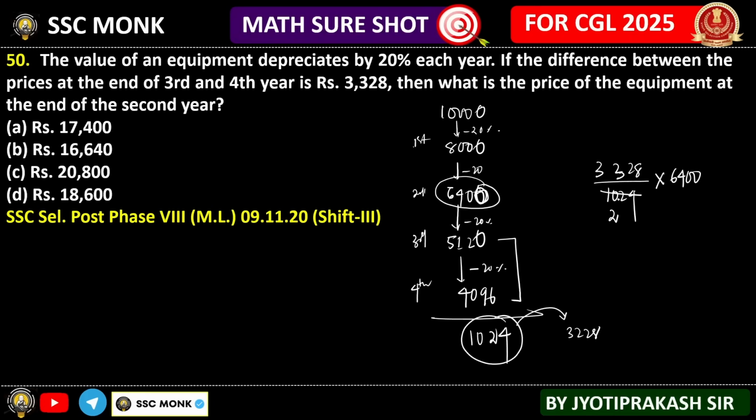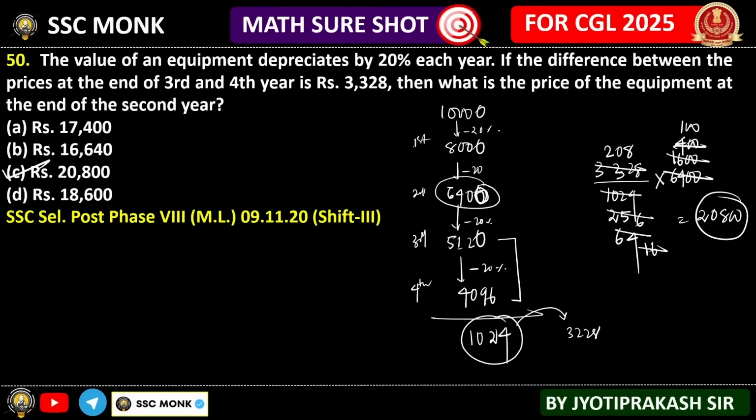4 twos are 8, 4 fives are 20, 4 sixes are 24. 16 fours are 64, so 6400. 16 twos are 32, 16 eights are 128. So that is equal to 20,800. This is the total value on the second year. That is option C, the right answer. Clear? Sorted? See, we solve each and everything in the simplest possible format.